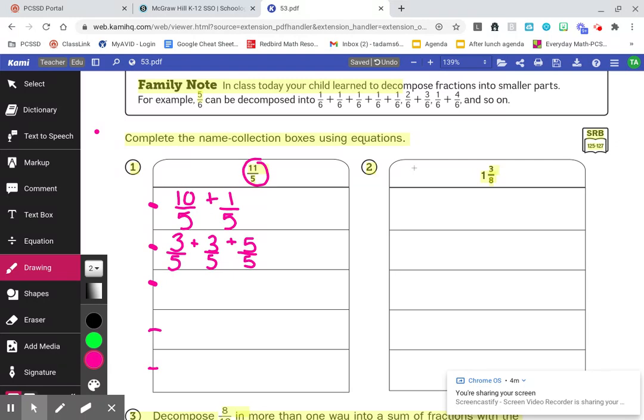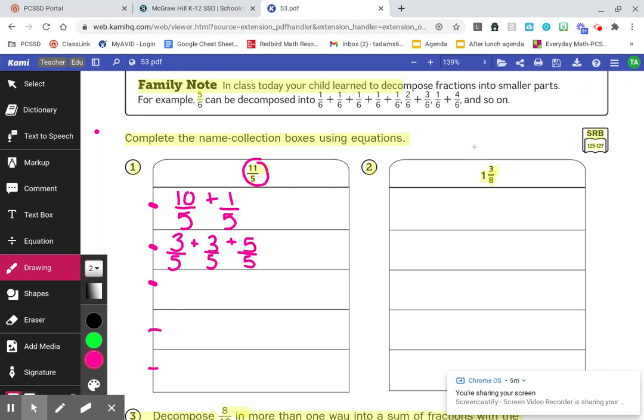Now, number 2 is a mixed number. What makes a mixed number? We have a whole number and a fraction. When we have a whole number and a fraction together, it's called a mixed number.